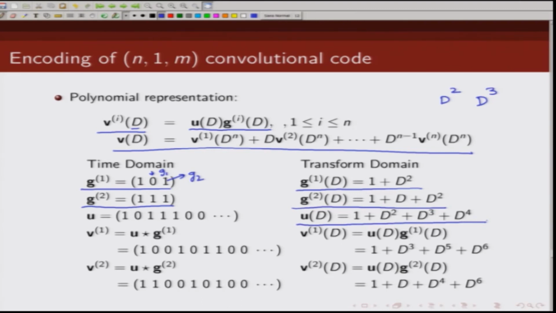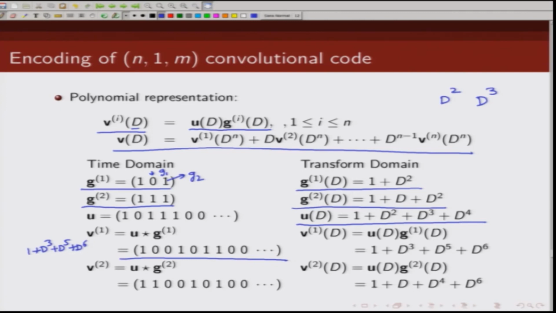Now, the discrete convolution of information sequence, this G1, is basically given by this, and this if I write in delay operator form will be what? 1 plus D square D cube plus D4, D5 plus D6. And what is UD? UD is given by this, G1D is given by this. So let us multiply these two. So what do we get?